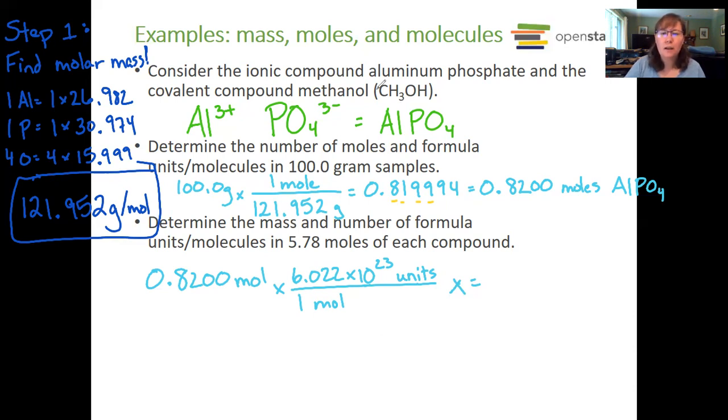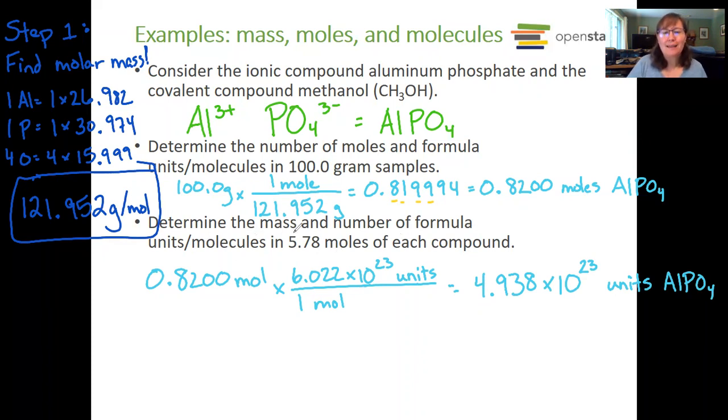I'm not sure what this times is. There we go. Okay, so we have 0.8200 times 6.022 times 10 to the 23rd. I can have 4 significant figures. And so what I get here is 4.938 times 10 to the 23rd units. So those are formula units of aluminum phosphate. Okay, and that was the second part of this first question.